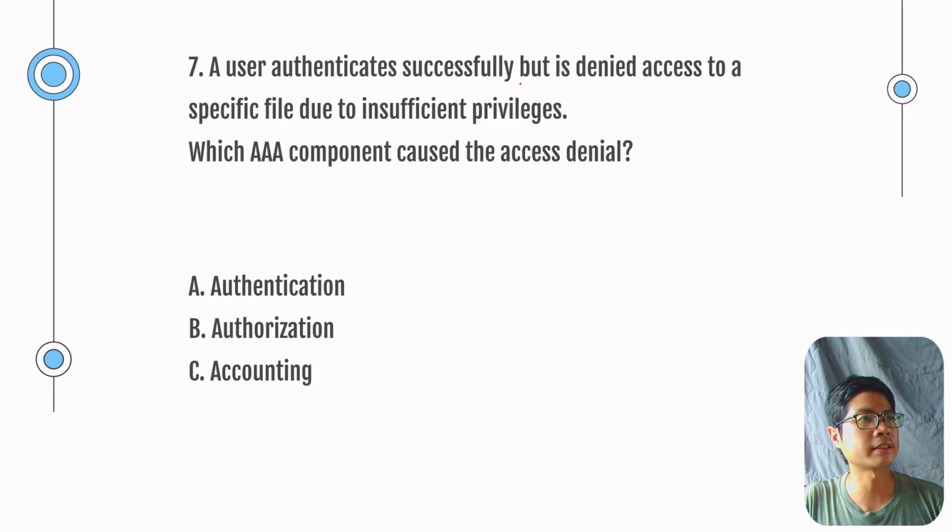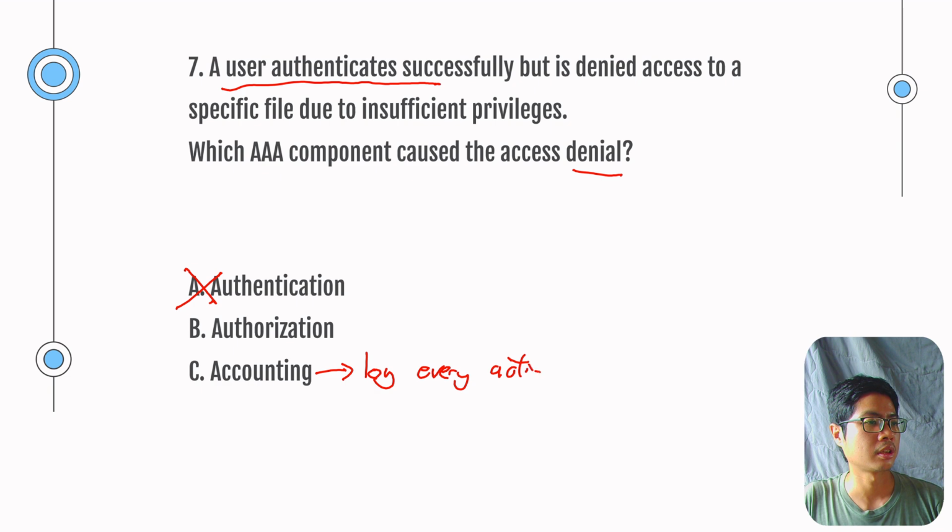All right, question 7. A user authenticates successfully but is denied access to a specific file due to insufficient privileges. Which AAA component caused the access denial? So we are looking at the denial. They authenticated successfully, so it cannot be authentication. We are looking for the denial. So accounting, there is no denying any access in accounting. Accounting is just log every single action taken. So by process of elimination, it has to be authorization.